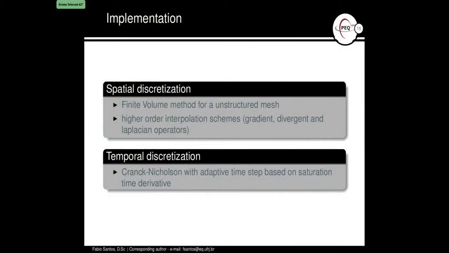Well, for spatial discretization, the finite volume method was used, with high-order interpolation schemes for gradient, divergence, and Laplacian operators. For temporal discretization, Crank-Nicolson with adaptive time steps.